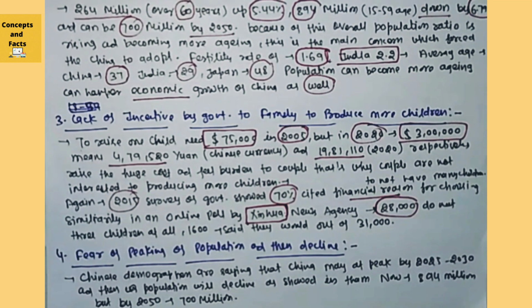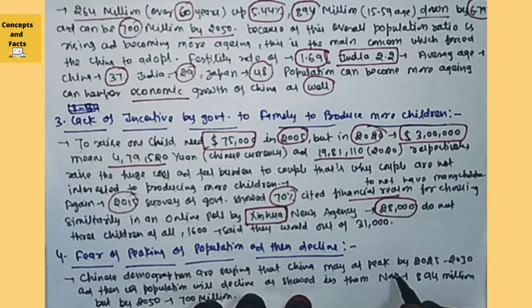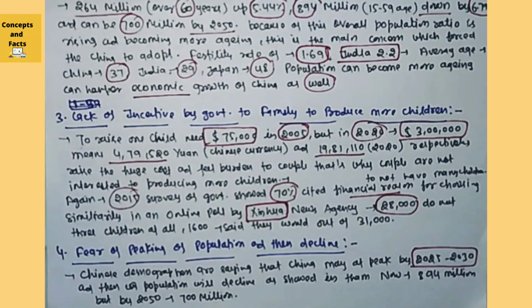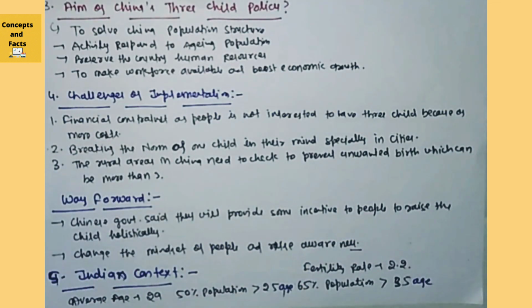Another reason why China is adopting the three-child policy, the fourth reason, is the fear of the population peaking. Chinese demographers are saying that China may peak between 2025 and 2030, and then the population will decline. And the data also says that by 2050 there will be a 700 million population. So whatever we have discussed, these are the main factors which forced China to adopt the three-child policy.